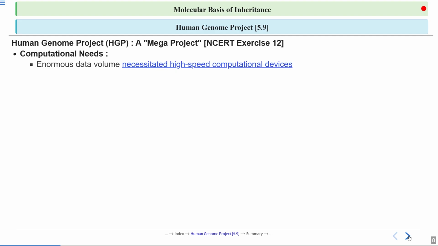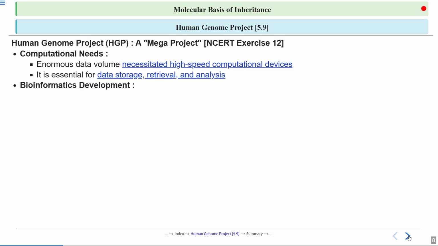So, what are the computational needs? Enormous data volume necessitated high speed computational devices. Because we have enormous data, they needed very high speed computational devices. It became very essential. Why is it essential? It is essential for data storage, retrieval, and analysis of those sequences.